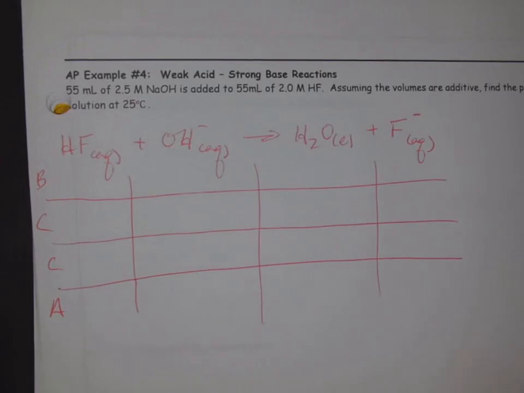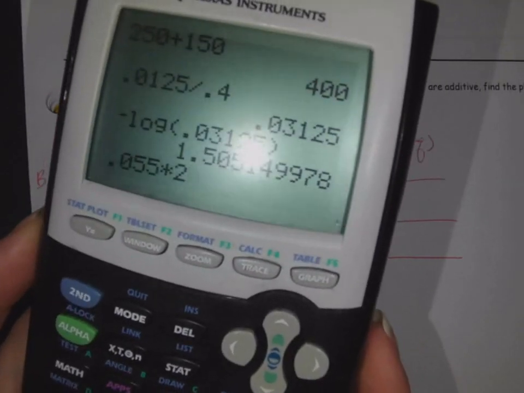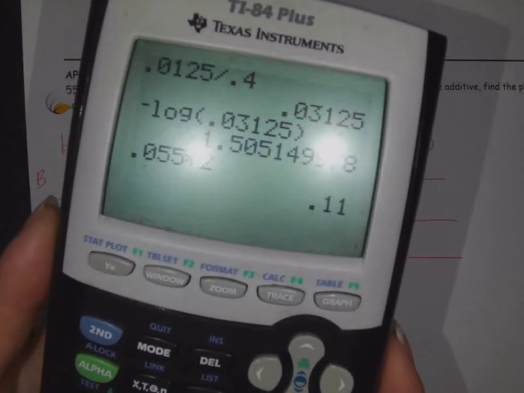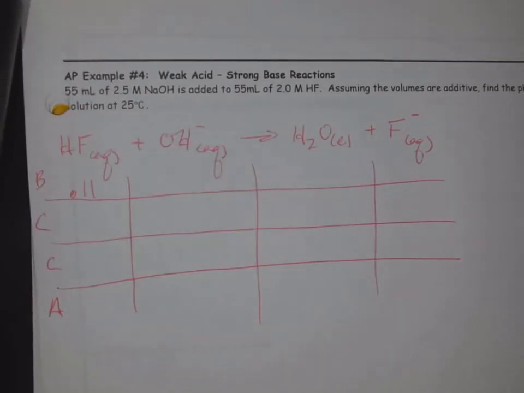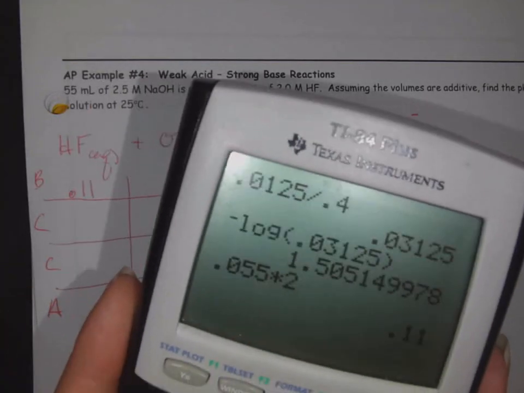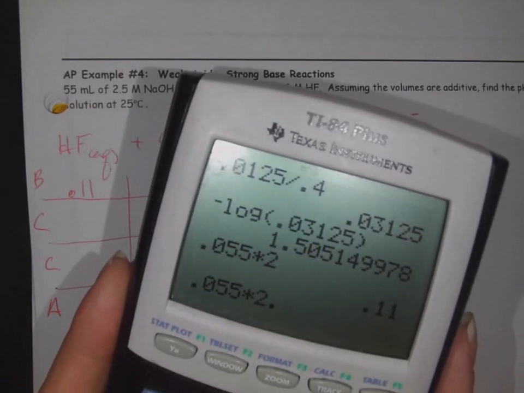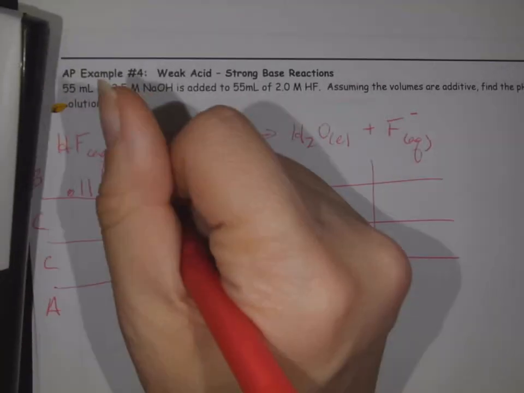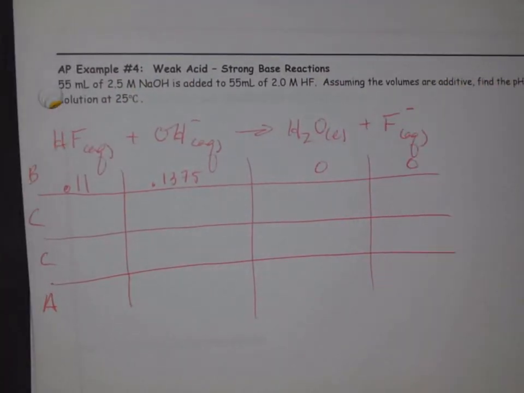I'm not even going to write this part down. If it was a free response, I would, but we're going to get the moles of that. So I'm going to do 0.055 times 2, my volume in liters times my molarity, and there's my moles, only moles in a BCCA table. So before the reaction, I have 0.11 moles of the acid. Okay, same thing for the base, 0.055 liters, but this time it's multiplied by 2.5, because that was our molarity for our base, 0.1375 moles, 0 and 0.